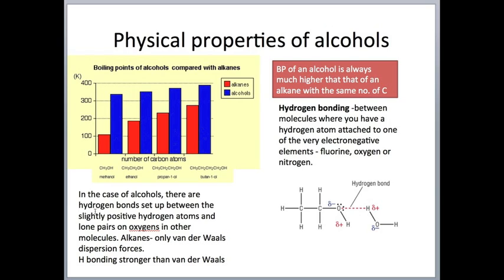Alkanes do not have hydrogen bonds. They only have van der Waals dispersion forces, and we know that hydrogen bonding is much stronger than van der Waals forces, which means that alcohols will always have higher boiling points than alkanes.